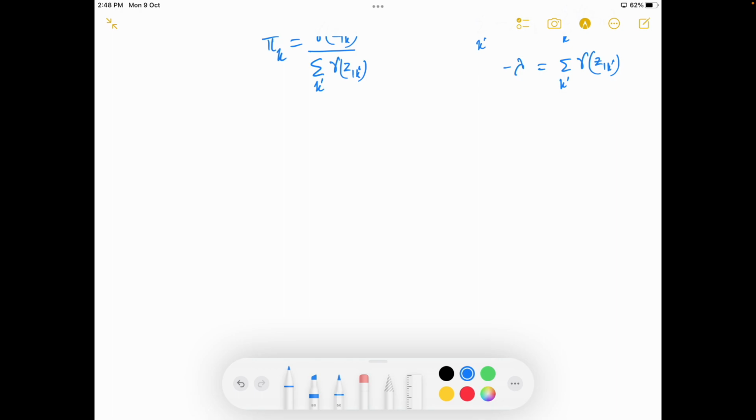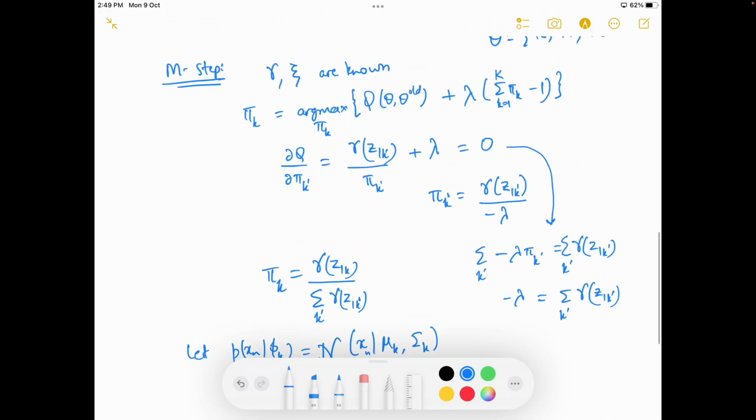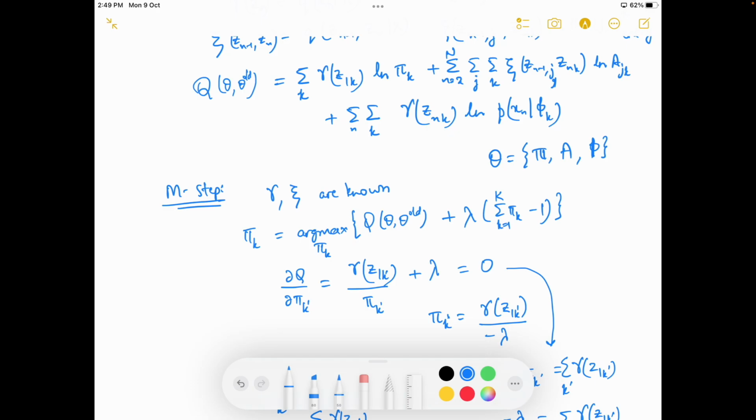Okay, so let's assume a Gaussian PDF. Let P of xn given phi k be a Gaussian PDF. Okay, then if that is the case, what are the estimates of mu k and sigma k? Can you estimate mu k and sigma k now? You want to maximize the Q with respect to mu k and sigma k. So this phi k is basically mu k and sigma k, a Gaussian distribution. Can you find the mu k and sigma k now?